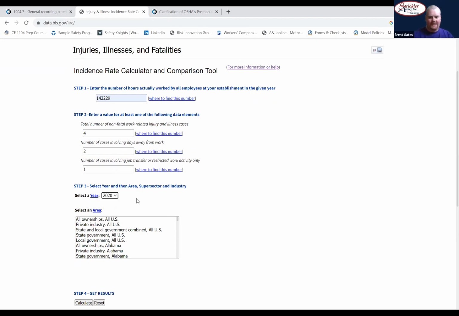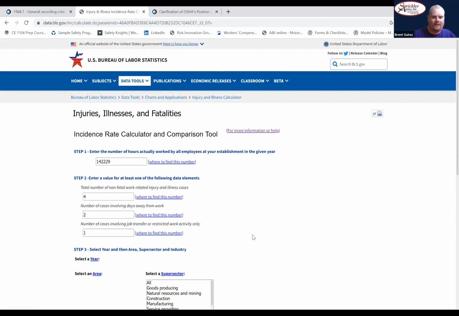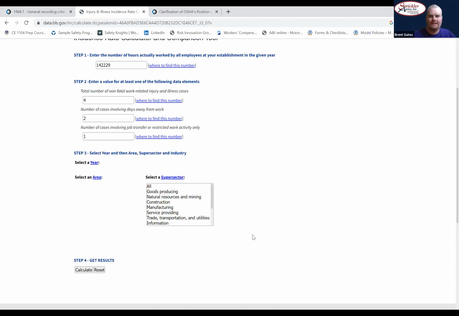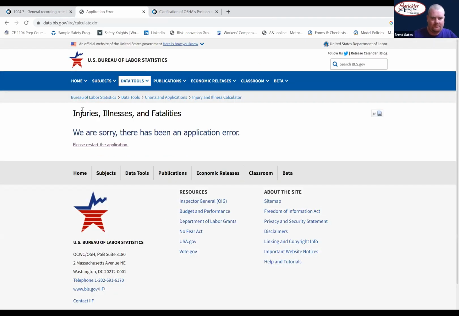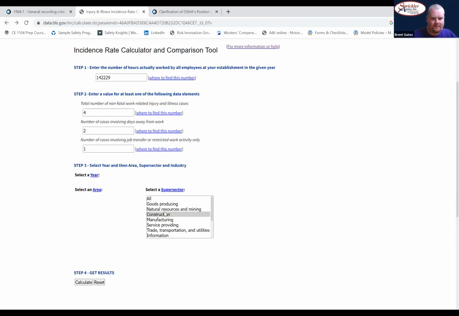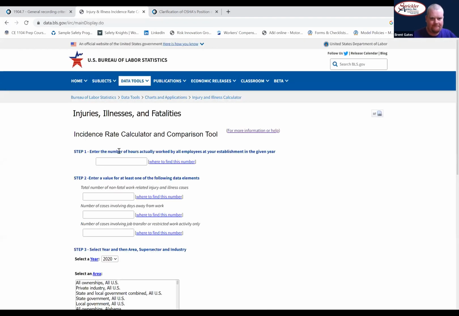The 2021 data should be coming out in the next couple weeks. Typically comes out every November of the following year. So then we want to compare ourselves against other NAICS codes. So I use excavating as the example. So we'll go ahead and do that. So we're going to go into construction. Oh, I wasn't planning on that happening. Let's reset this here.